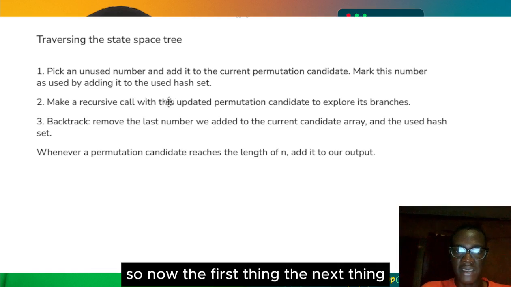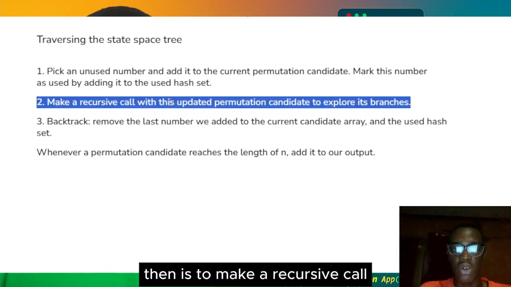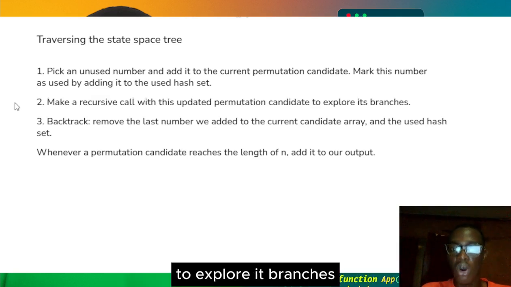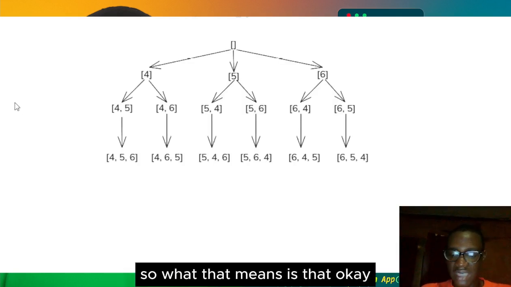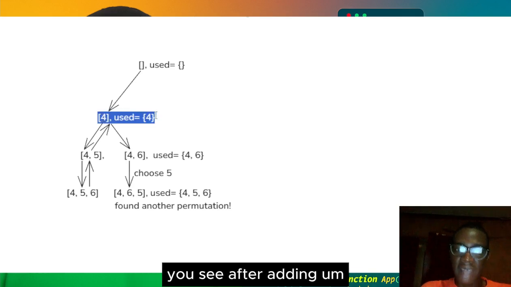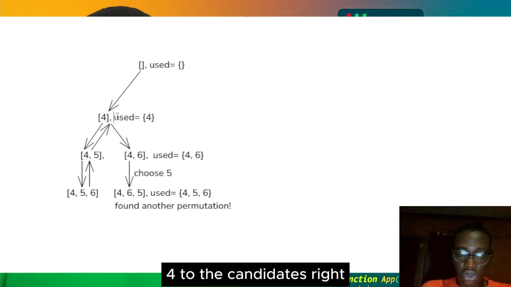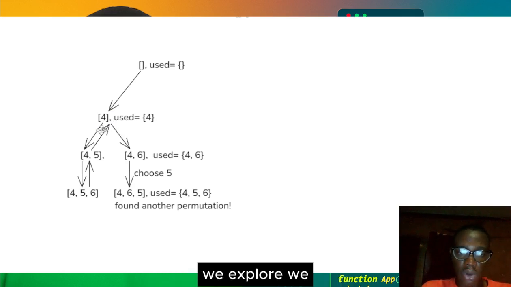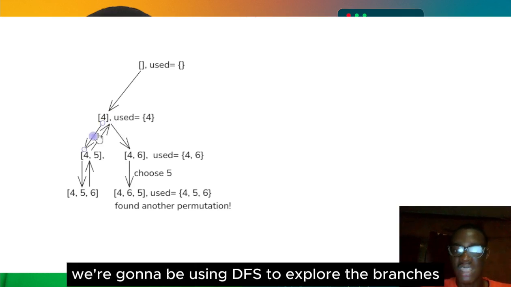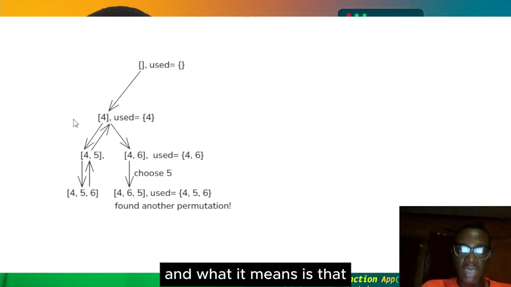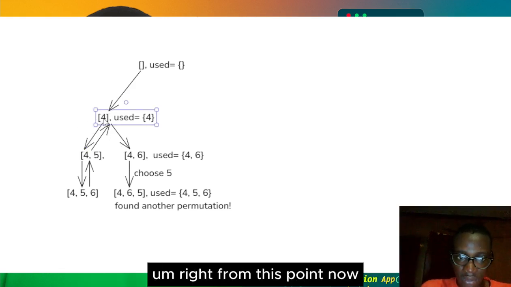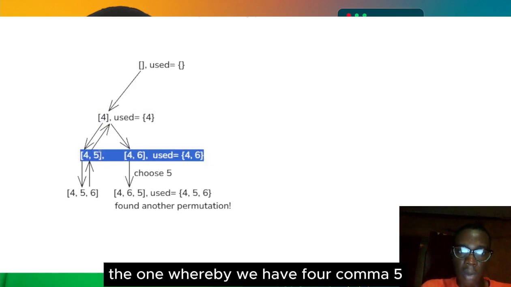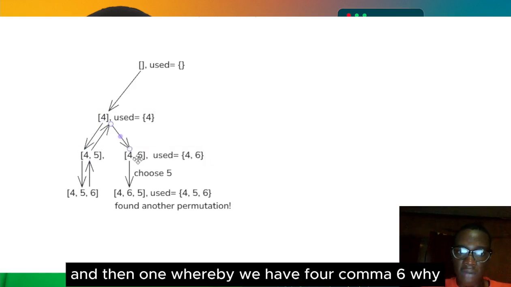So the next thing is to make a recursive call with this updated permutation candidate to explore its branches. What that means is that, after adding 4 to the candidate, we are going to be using a DFS to explore the branches. Right from this point, you will see that we consider two branches: the one where we have 4, 5, and then one where we have 4, 6.